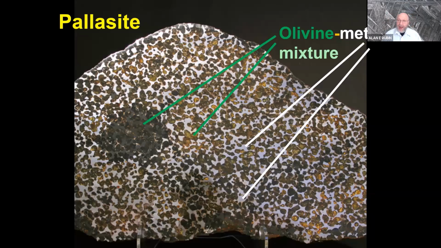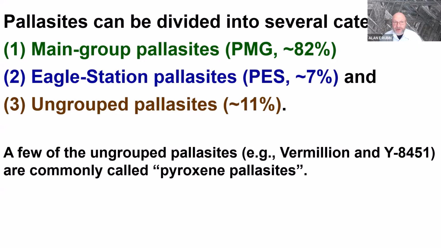Pallasites, as we see here, are these olivine metal mixtures. Olivine is this green, yellow, brownish silicate material here, and the metal is this white or light gray material. And so the Pallasites are these mixtures.